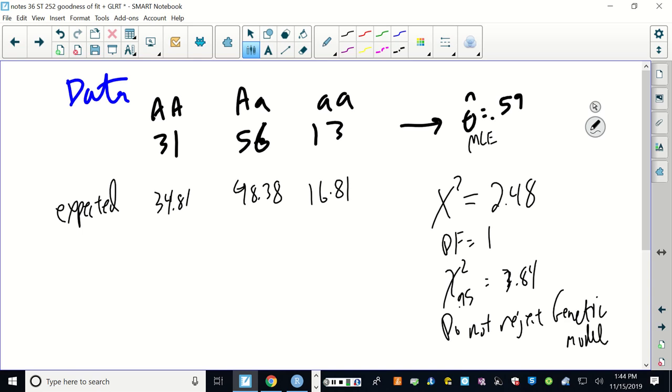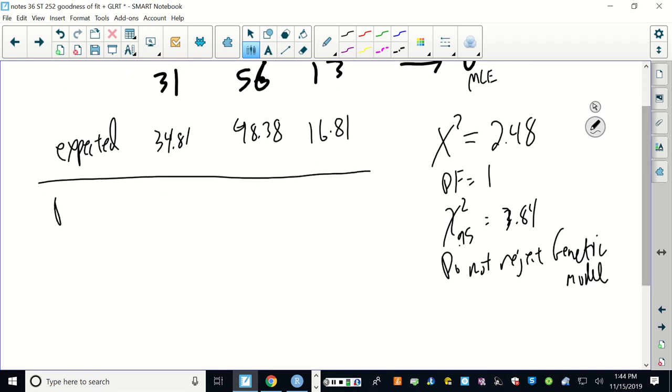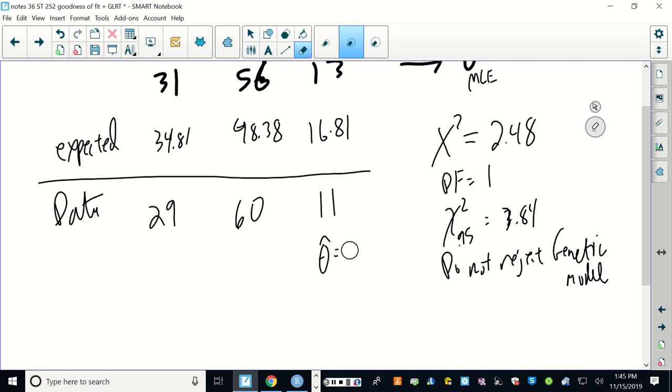So let's do one more change to the data. Version number 3, if the data that we see had been 29, so that's decreasing, I'm going to increase this one to 60, and this has to be 11. Again, I set it up to get the same parameter estimate, so same expected values. Now I'm going to compare these. So we've pulled further away from what the model says.